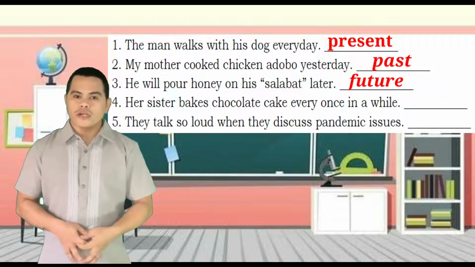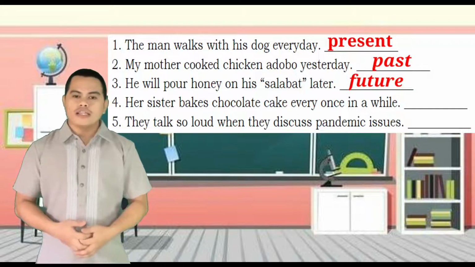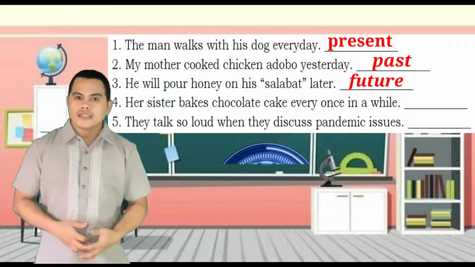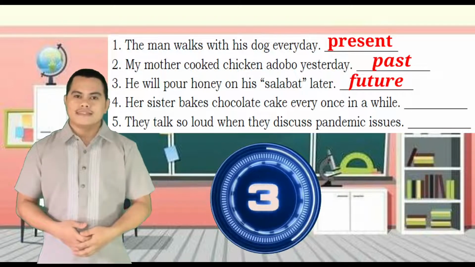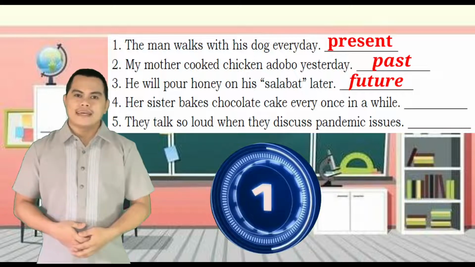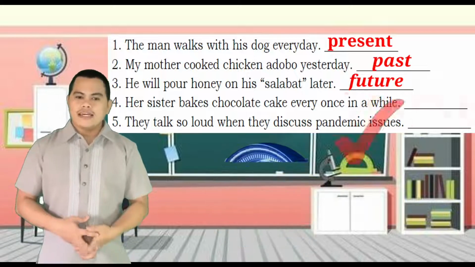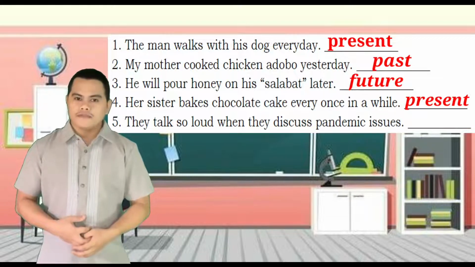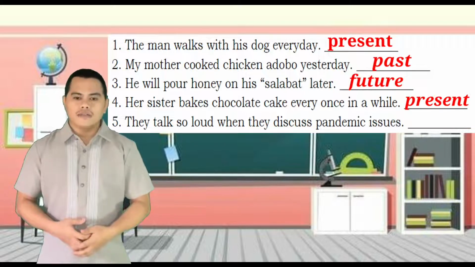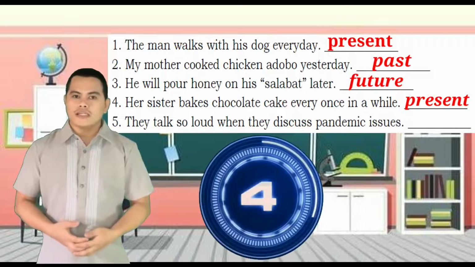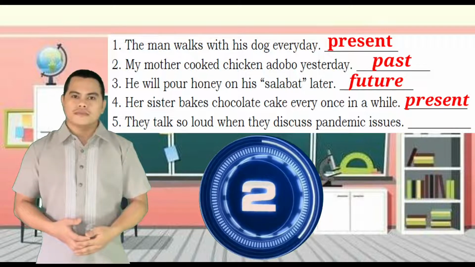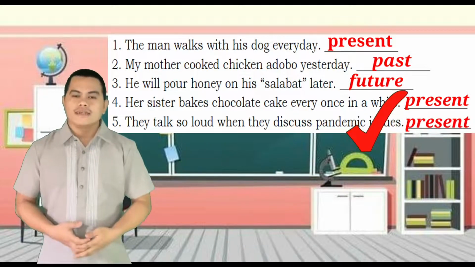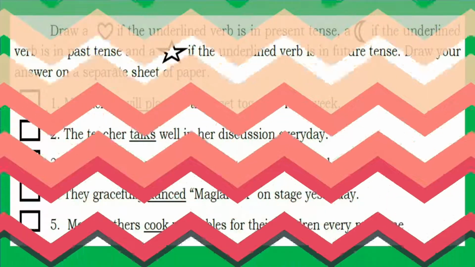How about number 4? Her sister bakes chocolate cake every once in a while. Is it past, present, or future? Excellent. That is in the present tense of the verb. Last, number 5. They talk so loud when they discuss pandemic issues. The answer is present. Well done, kids!